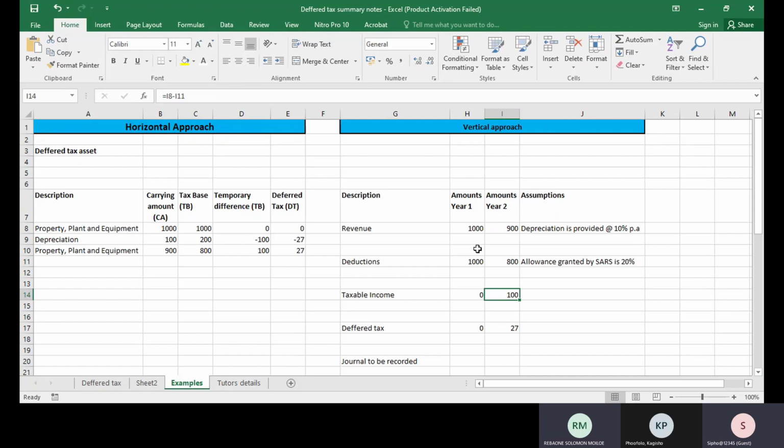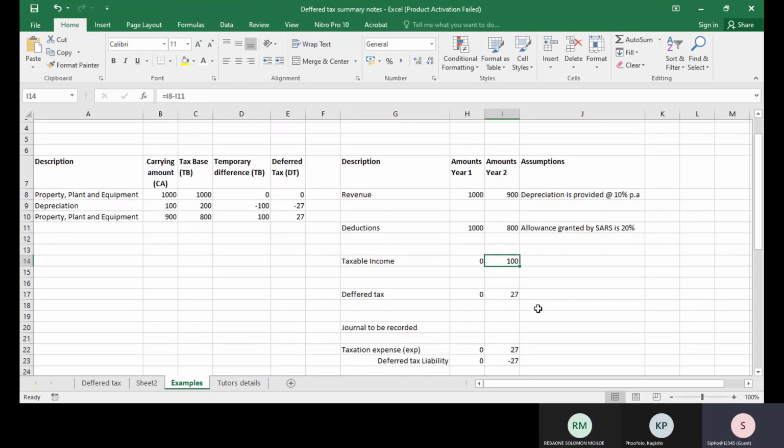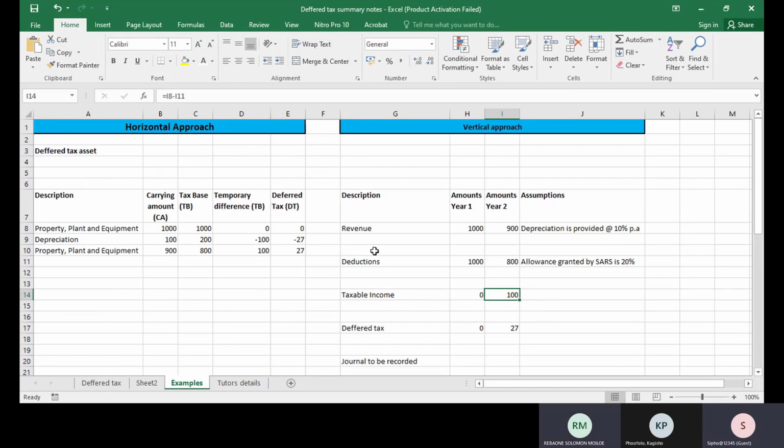Do I know how to calculate taxable income? Yes, because this format is basically used when you're calculating taxable income. You take revenue minus deduction, you get taxable income.